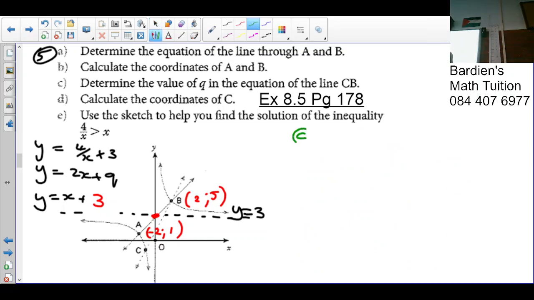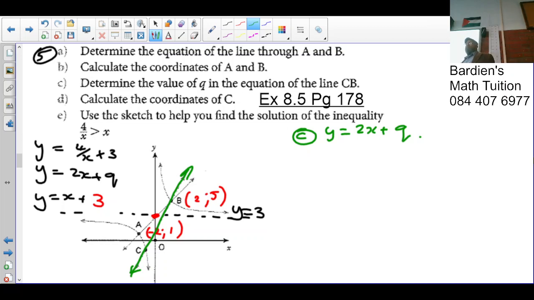Let's look at C. Determine the value of q in the equation of the line CB. Okay, so if you're looking at this line going through CB, the equation of that line is y equals 2x plus q. How many unknowns are there that need to be solved? It's one, which is q.